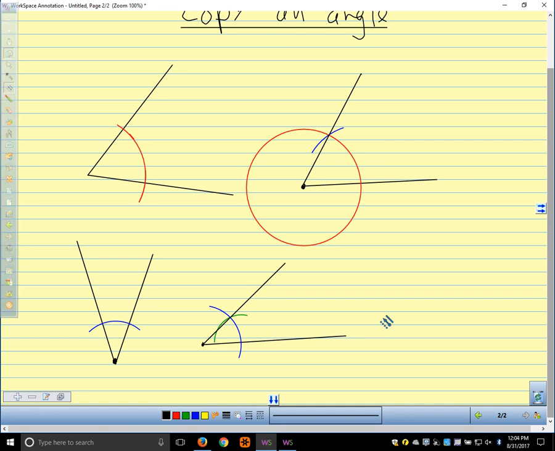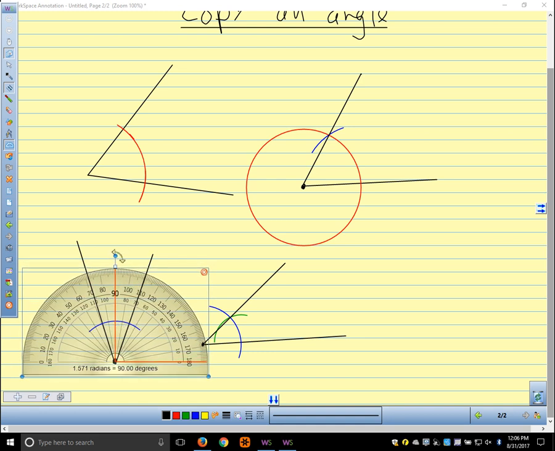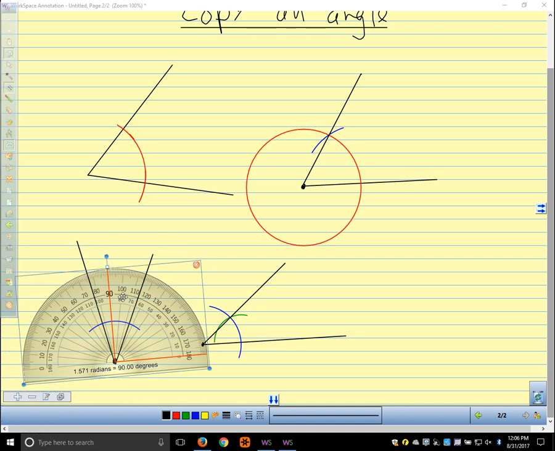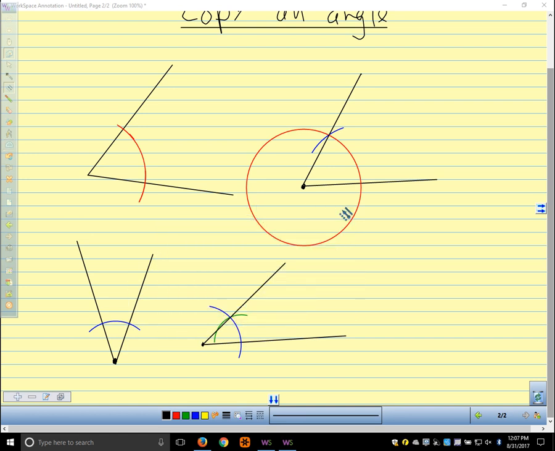So I've copied that angle. And I'll measure that. Let's see how good a job I did here. So it looks like that's about 38 degrees. And that one, oh, I didn't do quite as good a job on that one. That one's about 40 degrees, maybe a little more. So a couple degrees off on that, but pretty close. All right, so that's our second one, copy an angle.